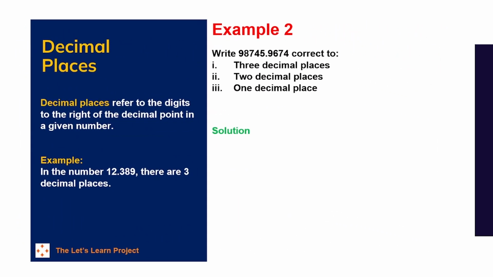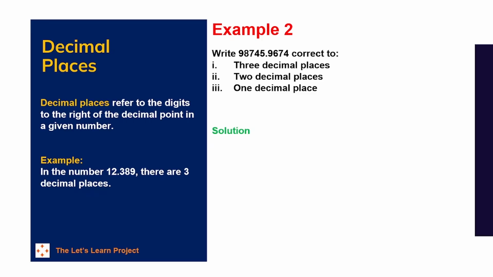Let's take a look at an example. The question says, write 98,745.9674 correct to 3 decimal places. So the question has specified that we have to leave our answer to 3 decimal places. Remember that we would have to count the number of decimal places starting from the 1/10th place. So we are going to pick 9, 6, and 7.